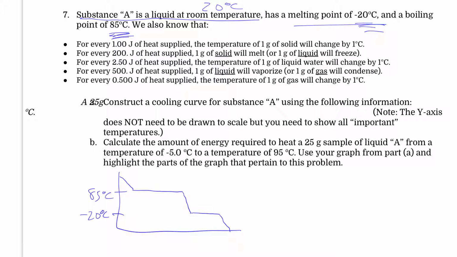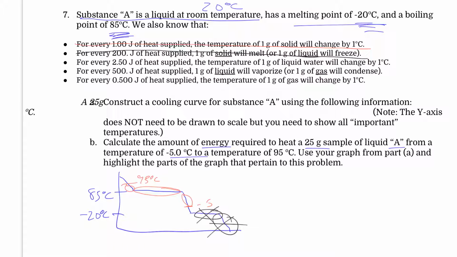Okay? So now it says calculate the amount of energy required to heat 25 grams of this liquid from a temperature of negative 5. So we're on this graph. We're somewhere up here at negative 5. And we're going to take it up to 95. So we're going to get 1, 2, 3 trends to contend with here. So I don't need anything about solid at all because that part would be over here. I also don't need this one because this is the melting point. I'm not using that trend. And so I'm really only looking at those 3 trends.